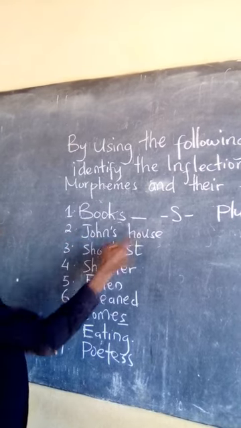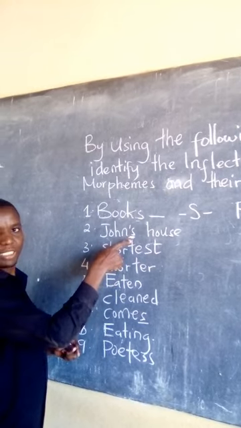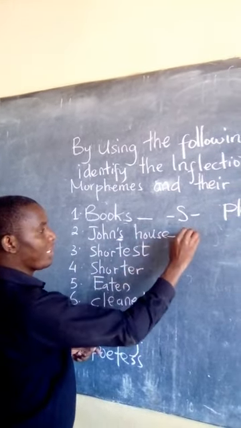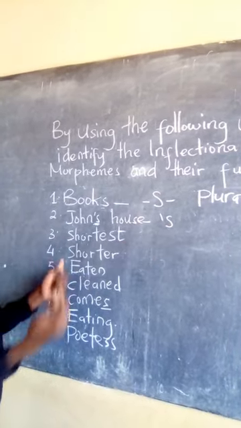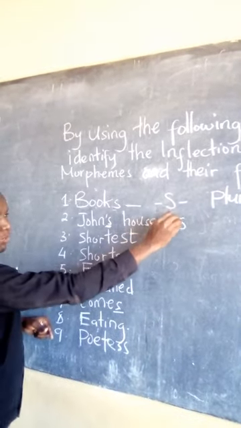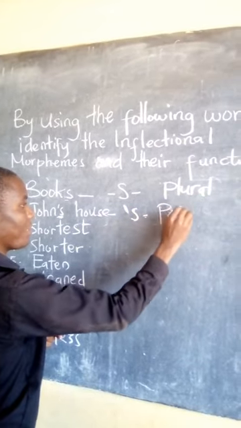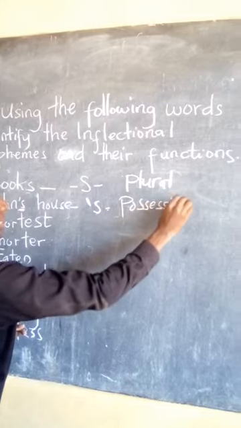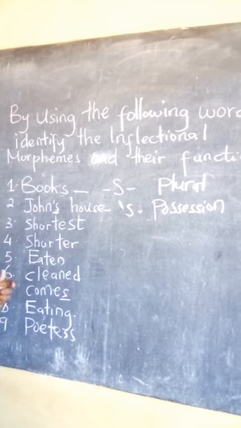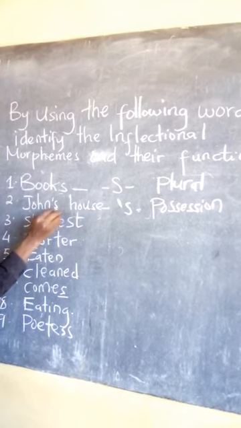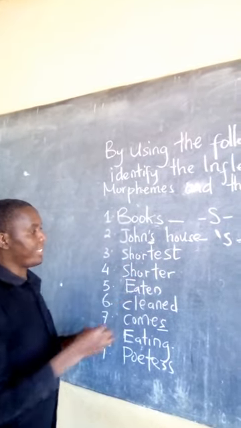Another word is John's house. Here, the inflectional morpheme is s, with an apostrophe. The function of this s with an apostrophe is to show possession. Possession means this house belongs to John, but the possession has become possible because of the addition of the s with an apostrophe.